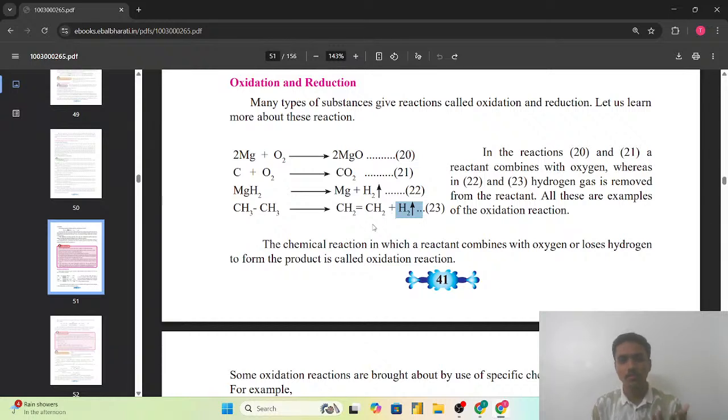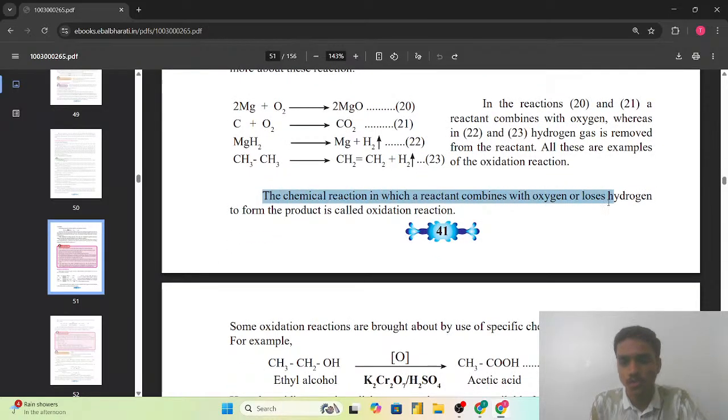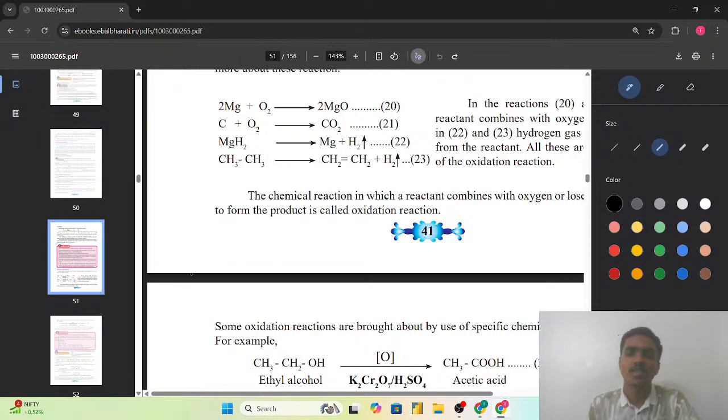So what is the main basic conclusion which is getting drawn from this? The chemical reaction in which a reactant combines with oxygen or loses hydrogen to form the product is called the oxidation reaction. So understand what an oxidation reaction is. Basically, it is when either oxygen gets combined or hydrogen gas gets evolved. So when either the reactant gets combined with the oxygen or loses the hydrogen, then that type of reaction is called the oxidation reaction.